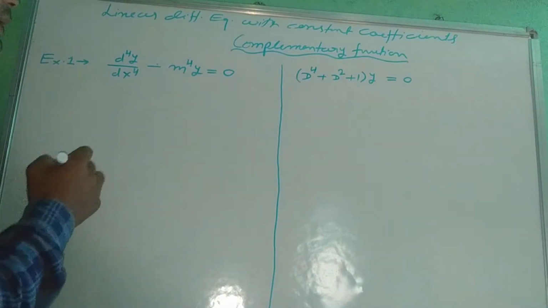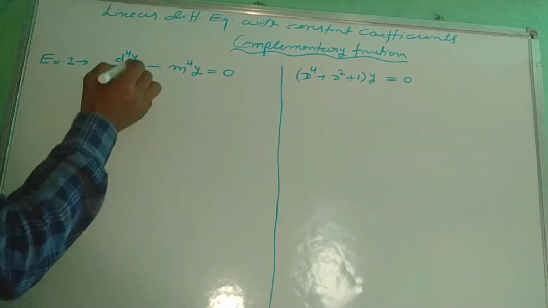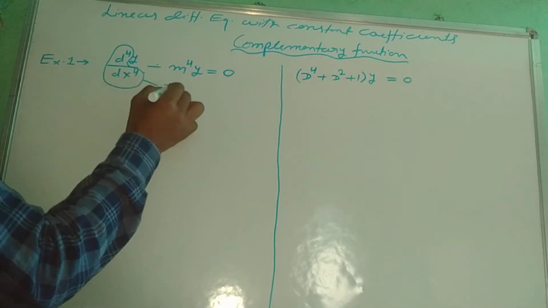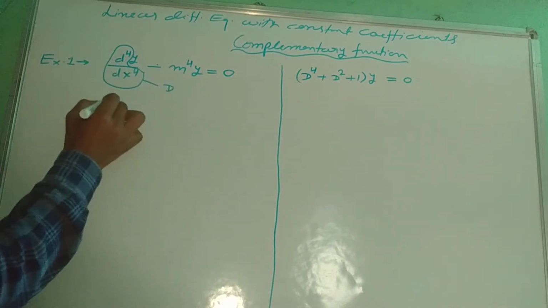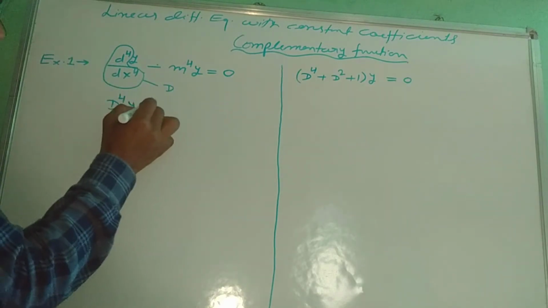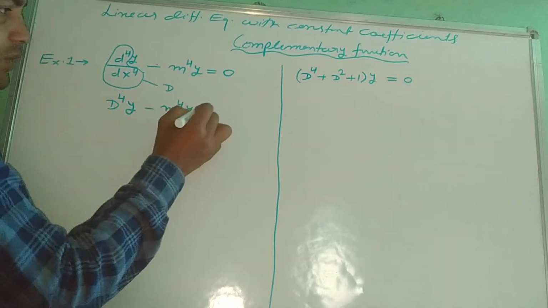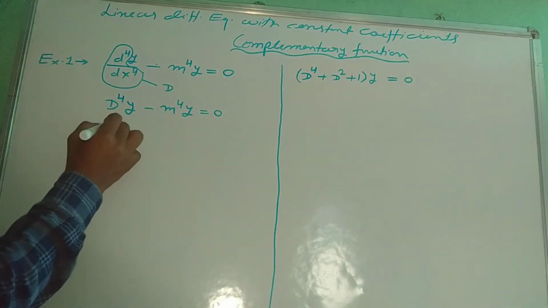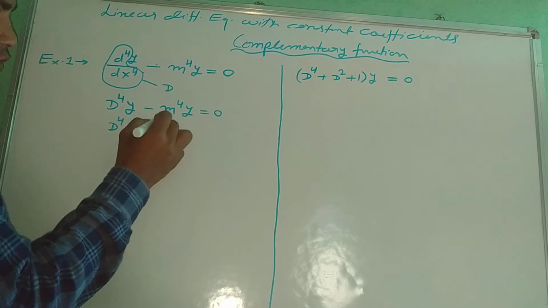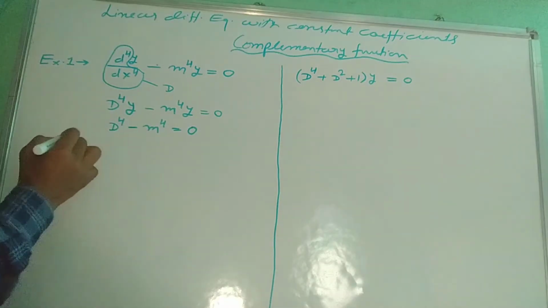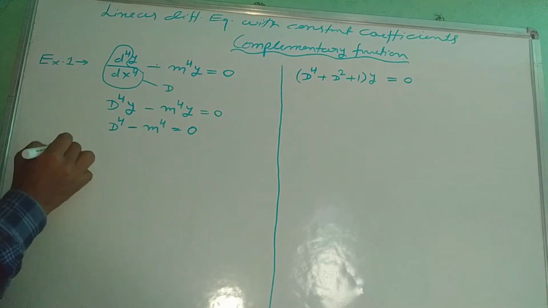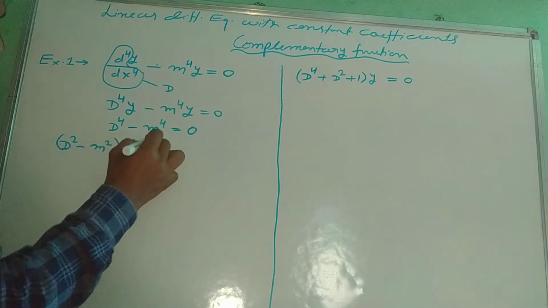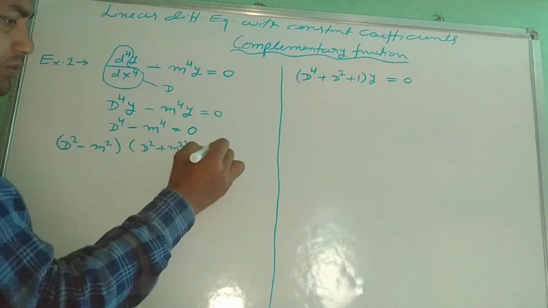In this example, first we put d to the power 4 upon dx to the power 4 equal to D. Then we can write D to the power 4 y minus m to the power 4 y equal to 0. Here m is a constant, and we can write this as D to the power 4 minus m to the power 4 equal to 0. When we take the factorization of this, we have D square minus m square, and the second factor is D square plus m square equal to 0.